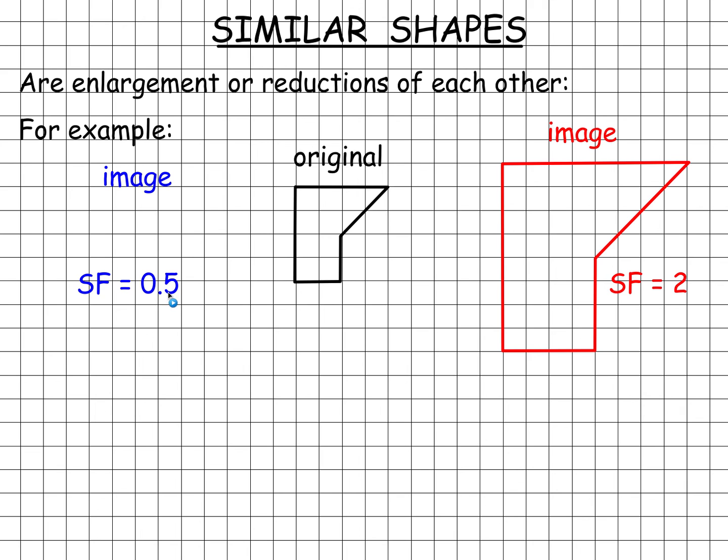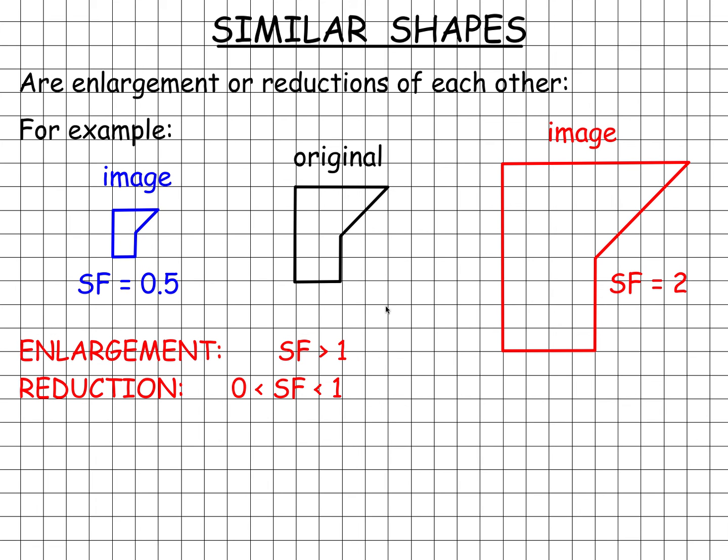Here we carry out a reduction, 1/2 or 0.5. So we take the original shape, 4 boxes along the top, becomes 2 boxes. 4 boxes down the side becomes 2 boxes. 2 diagonal boxes becomes 1 diagonal box. All the sides get halved. There's the image. It's equiangular because the angles are unchanged. The sides have all been scaled in the same way, so the two shapes are similar.